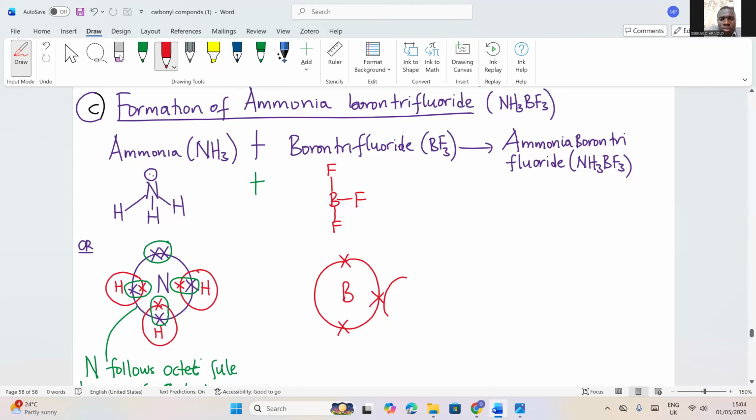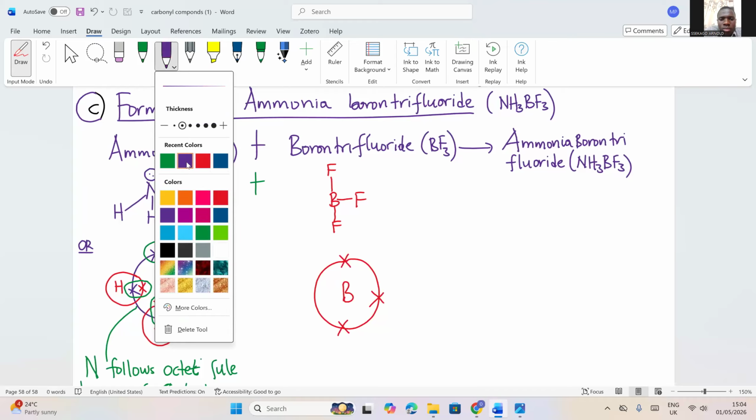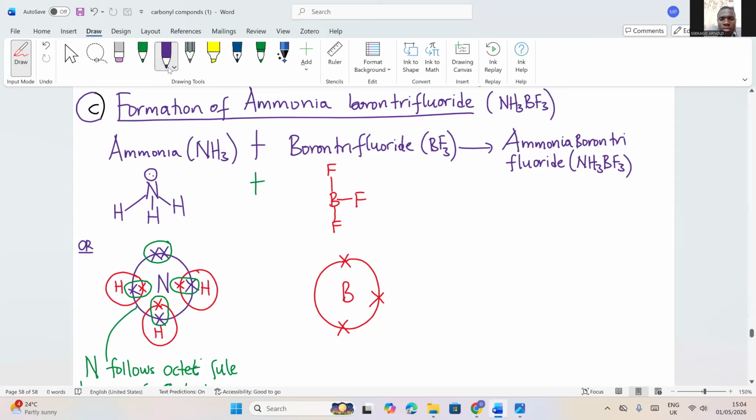Maybe I use another color, and there are 3 fluorines. Fluorine has this. This is how it looks. F. I also have another F here, and another F there. See? So F with how many electrons?